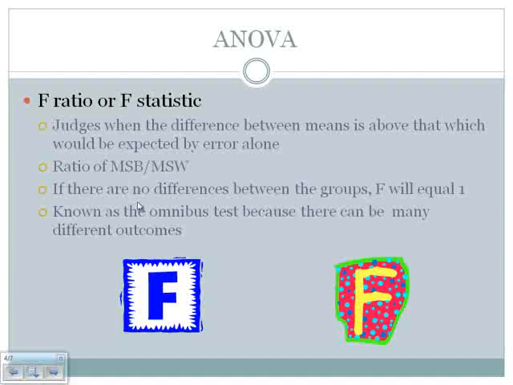If there is no difference between the groups, that F ratio would actually be 1. So stop and think about it. If the differences between the groups are the same as the differences within the groups, then that would be equal to pretty close to 1. Now the F statistic is called an omnibus test because there can be many different outcomes. But stop and think about it.